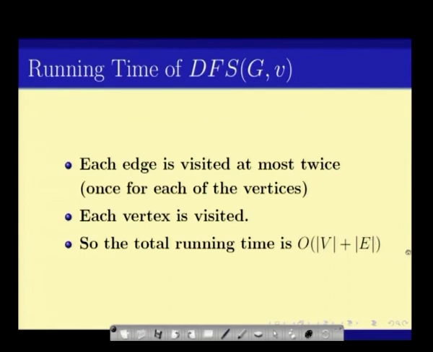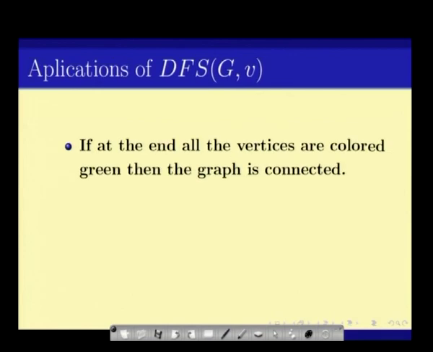Recall that the adjacency list, which is one of the most concise ways of representing a graph, also had input size order V plus E. So, what are the applications of this DFS? At the end of the DFS, all the vertices are colored green. If a vertex is not colored green, that means I have not reached that vertex, or there was no path to reach that vertex from my v.